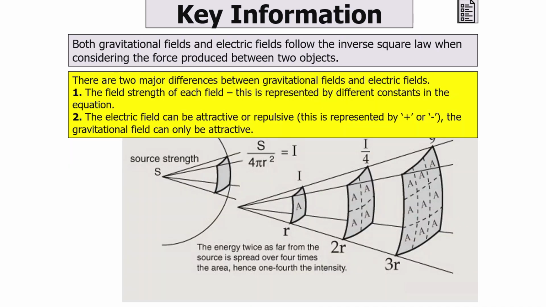Now, there are two major differences between gravitational fields and electrical fields. First, the field strength of each field is represented by different constants in the equation. Second, the electrical field can be attractive or repulsive, which is represented by a plus or a minus. The gravitational field can only ever be attractive.